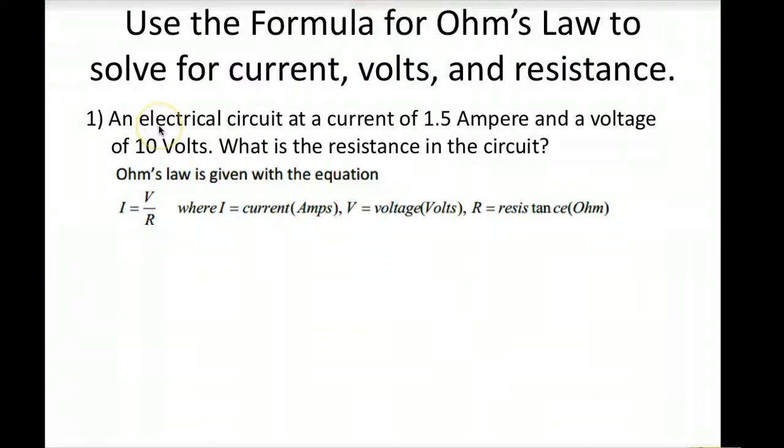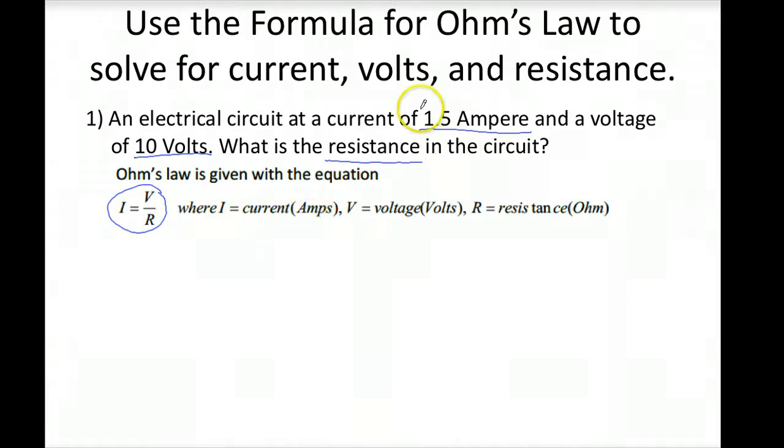So we're going to take a look at being given a problem and being given the formula and then solving based on the information given. So we're told an electrical circuit has a current of 1.2 amps and a voltage of 10 volts. We're asked, what is the resistance in the circuit? So Ohm's law is given with the equation. We're given I equals V over R, and we're told where I equals the current or the amps.